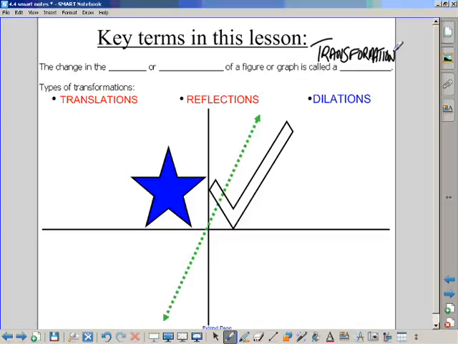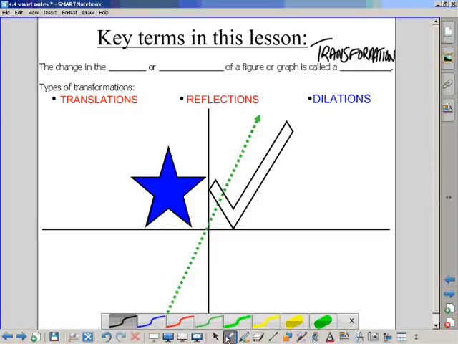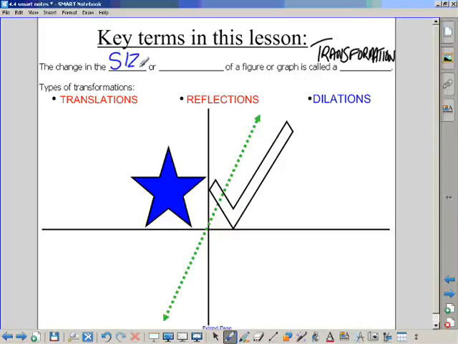Transformation is the change in the figure's size or its position. It is not the change in the shape. The general shape holds true, but you change its size or its position. I have them color-coded here for you.